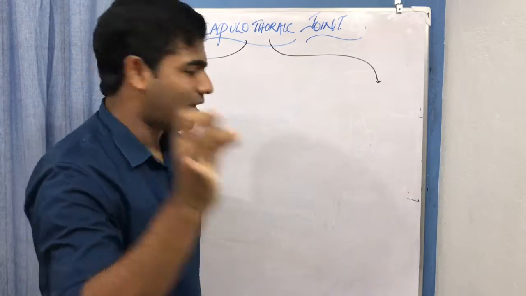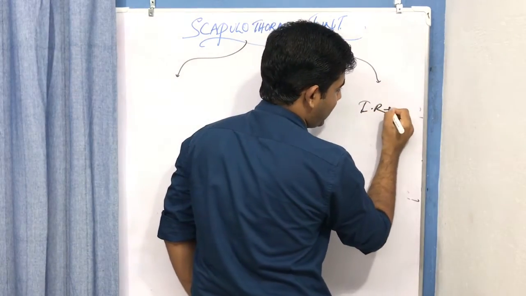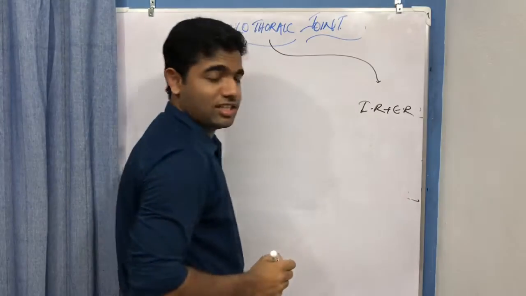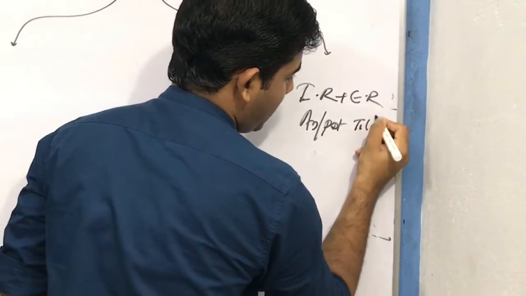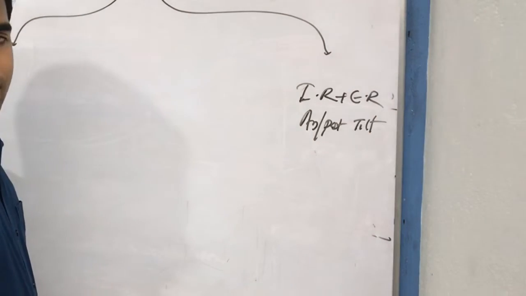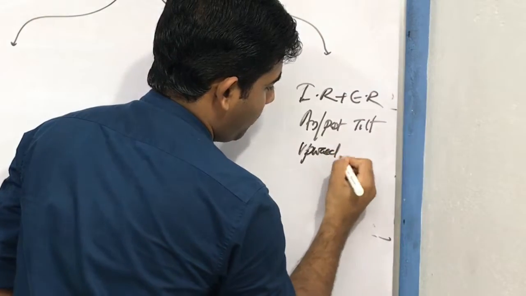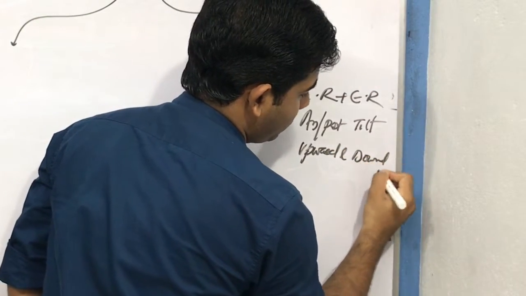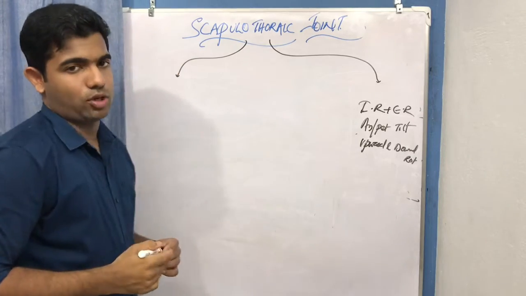The acromioclavicular joint motions we studied in the previous session, that is the internal and external rotation, right? Anterior and posterior tilt, right? And the last one was upward and downward rotation. So these are the same movements that are going to happen in the scapulothoracic joint.